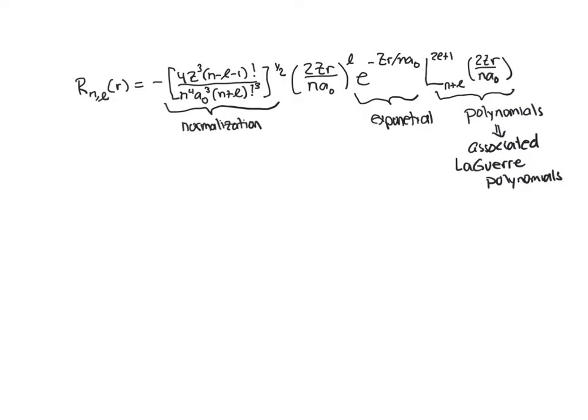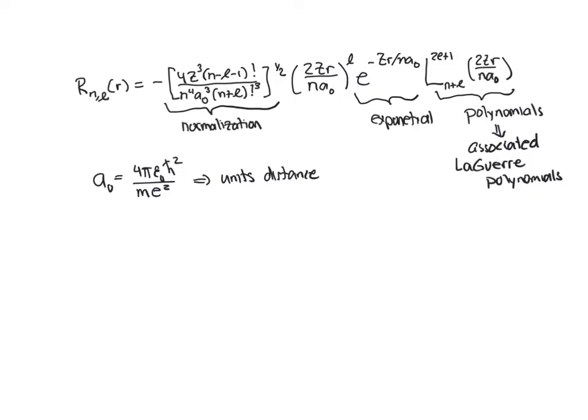We also have this a naught term or constant that has showed up in our solution. So let's define what a naught is. So a naught is equal to 4 pi epsilon naught times h bar squared over the mass of the electron times the electron charge squared. So notice that we've just combined a whole bunch of constants that show up in our Hamiltonian, and this has units of distance.